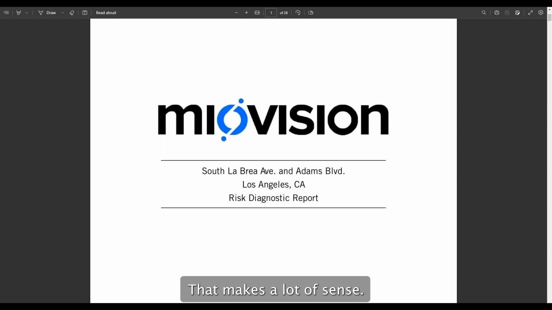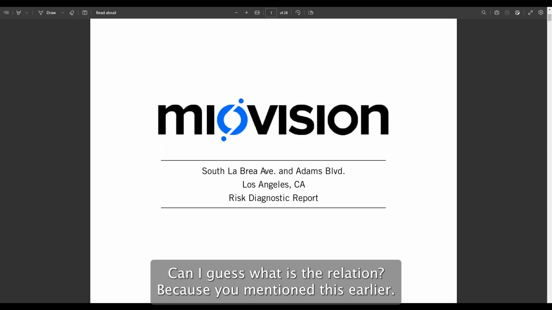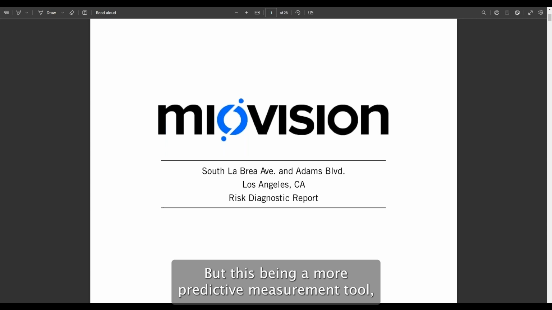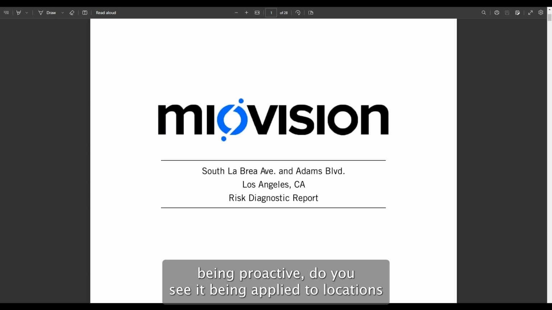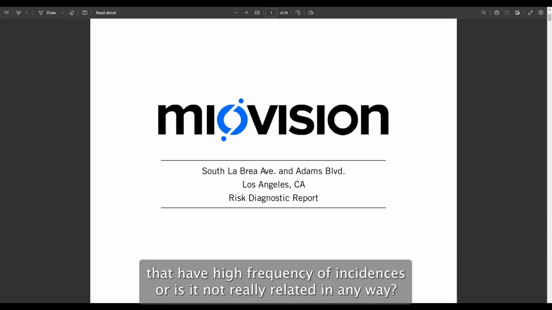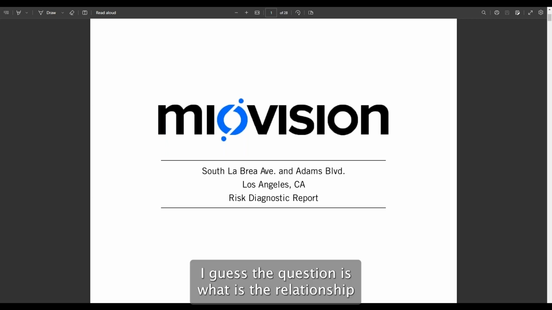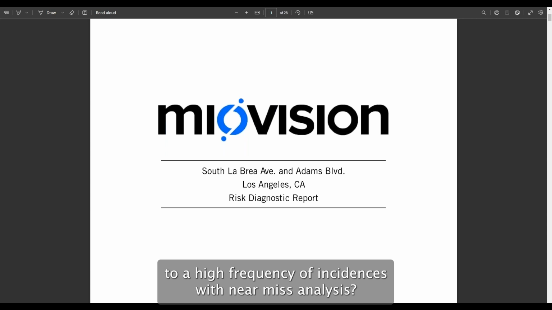That makes a lot of sense, because you mentioned this earlier. Often they look at the crash data first, and they almost work their way backwards from crash data. But this being a more predictive, proactive measurement tool, do you see it being applied to locations that have a high frequency of incidences, or is it not really related in any way, and it's more where they believe there might be scenarios or complaints coming in? What is the relationship between high frequency of incidences and near miss analysis?